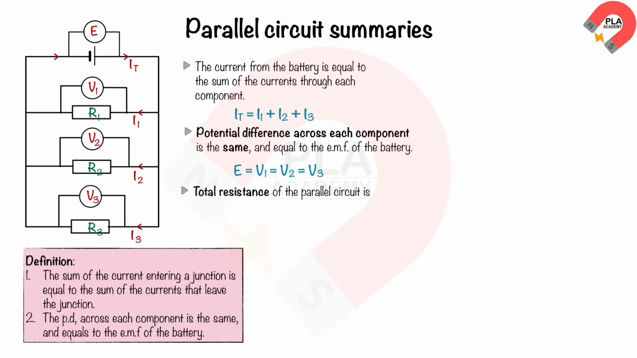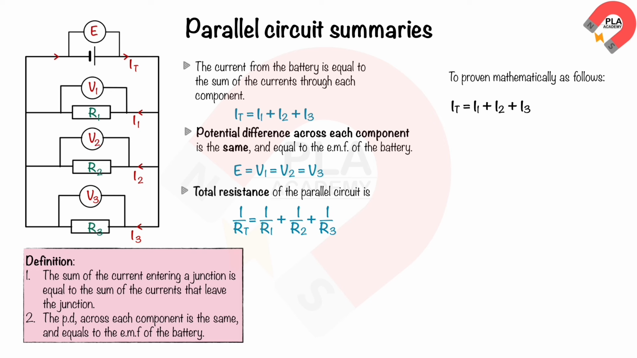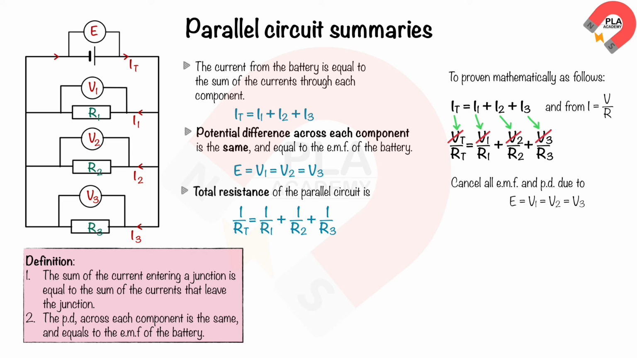The total resistance of the parallel circuit is 1 over RT equals 1 over R1 plus 1 over R2 plus 1 over R3. This can be proven mathematically as follows. From IT equals I1 plus I2 plus I3, and I equals V over R, substitute: IT equals E over RT, I1 equals V1 over R1, I2 equals V2 over R2, and I3 equals V3 over R3. We can cancel out all of V and E, because they are equal. So, 1 over RT equals 1 over R1 plus 1 over R2 plus 1 over R3.